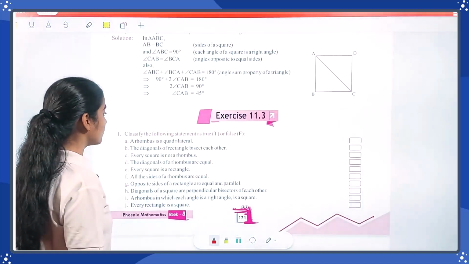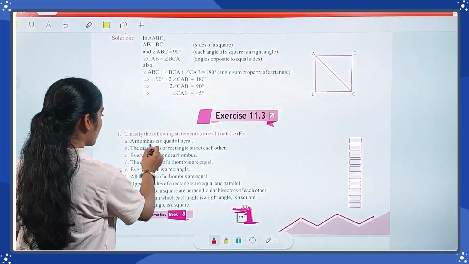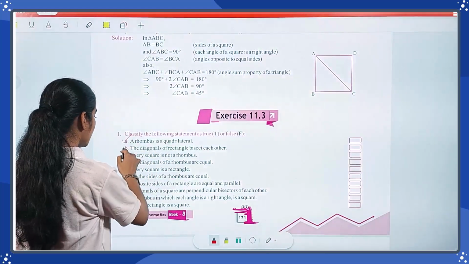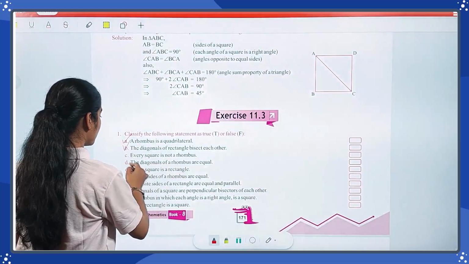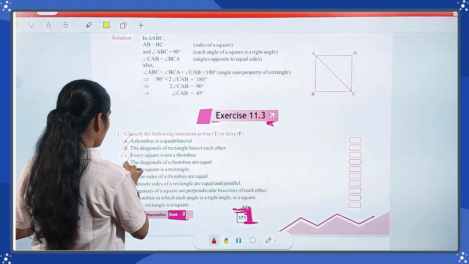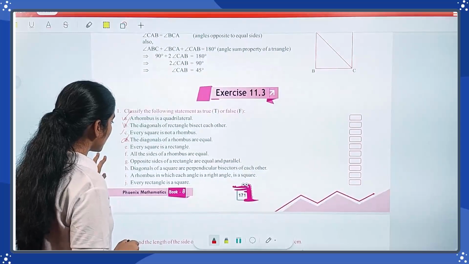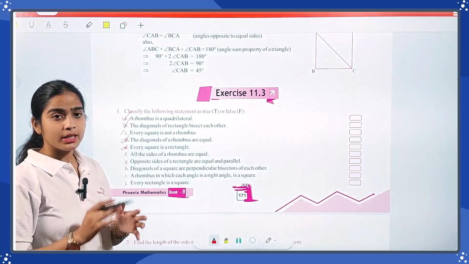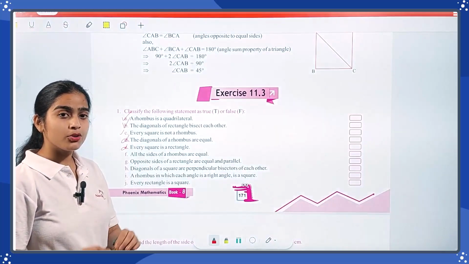So classify the following statements as true or false. A rhombus is a quadrilateral. Yes. The diagonals of a rectangle bisect each other. Yes. Every square is not a rhombus. Yes. The diagonals of a rhombus are equal. No. Every square is a rectangle. No. So in that way, I already explained to you each and every property of the quadrilateral.